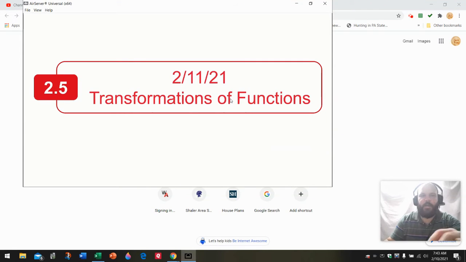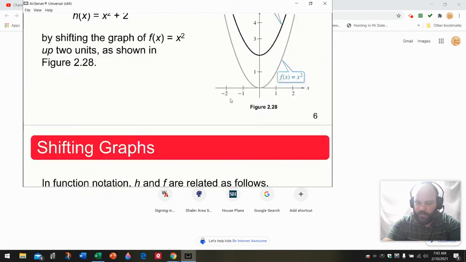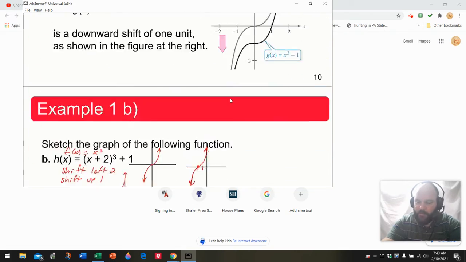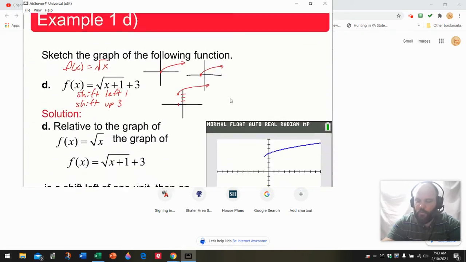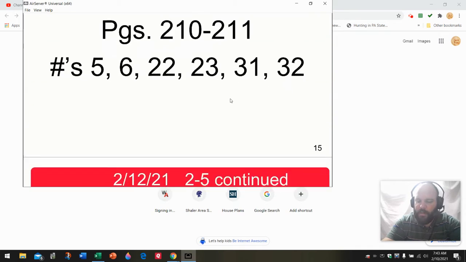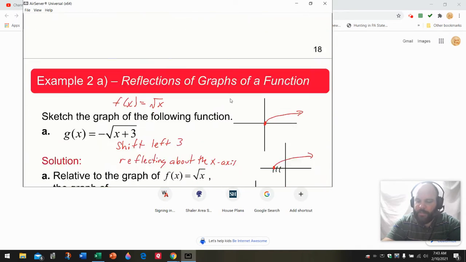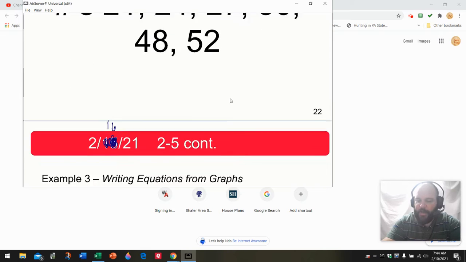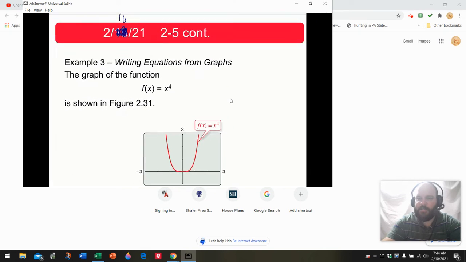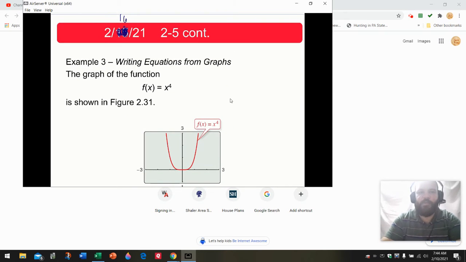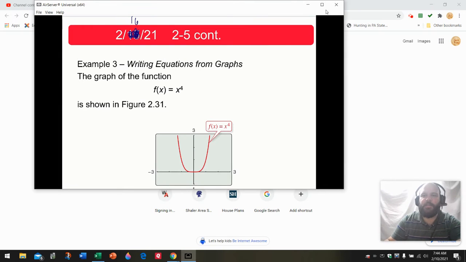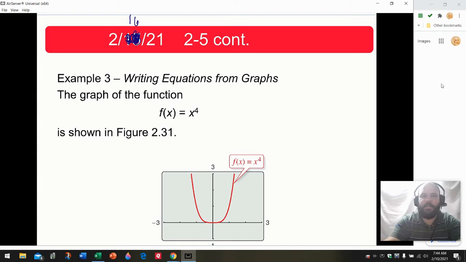Okay, hello everybody. Today we're going to continue our discussion in Chapter 2, Section 5, and I'm going to show you how to write an equation based on being given a graph. If you know what the parent function is, it's kind of straightforward to then just write the graph based on the transformations that we discussed in the last video. So let's take a look at this one.